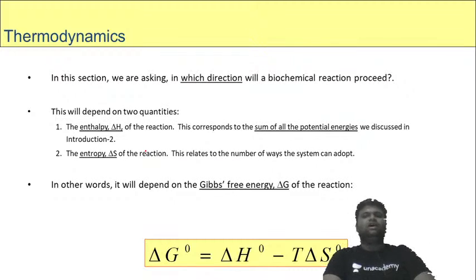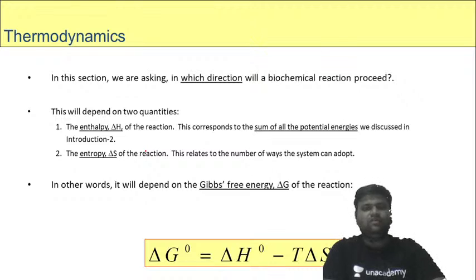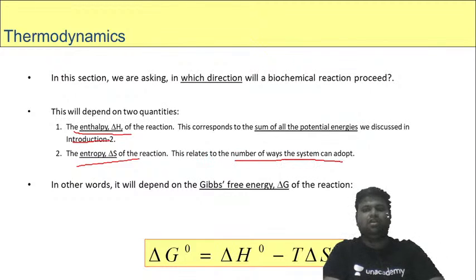Next we move to the thermodynamics. In this section we are asking in which direction a biochemical reaction will proceed. So this depends on two quantities. One is the enthalpy, the other one is the entropy. Enthalpy is given by delta H and entropy is given by delta S. Enthalpy corresponds to the sum of all the potential energies as we discussed in the introduction, and entropy is related to the number of ways the system can adopt.